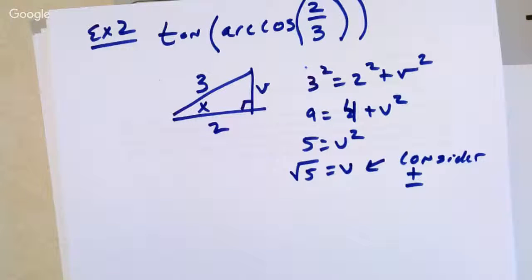How do we know if it's positive or negative? I drew it positive, possibly to deceive you, but I drew it positive. How can we know for sure if it's positive or negative? Talk to the person sitting next to you.